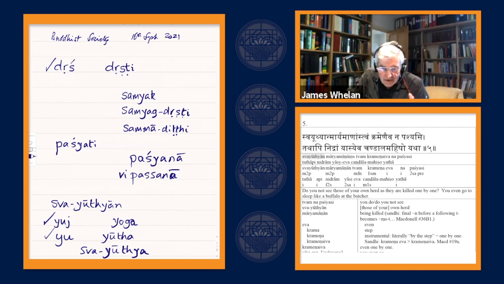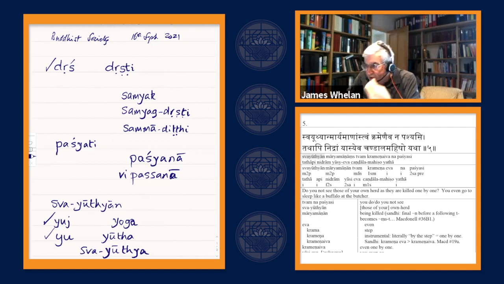So what Shantideva is saying in this verse, look, you're just like, in the next line, you're just like an innocent buffalo, the sheep to the lamb to the slaughter. You're just being taken to be slaughtered. Do you not see these swayutyan, these members of your own herd, all lining up to be slaughtered? You aren't different from them.